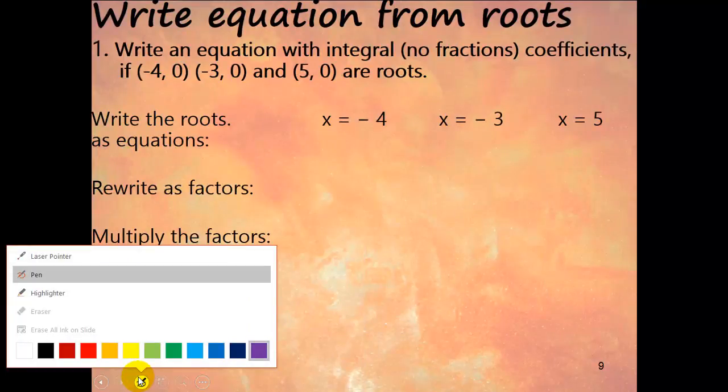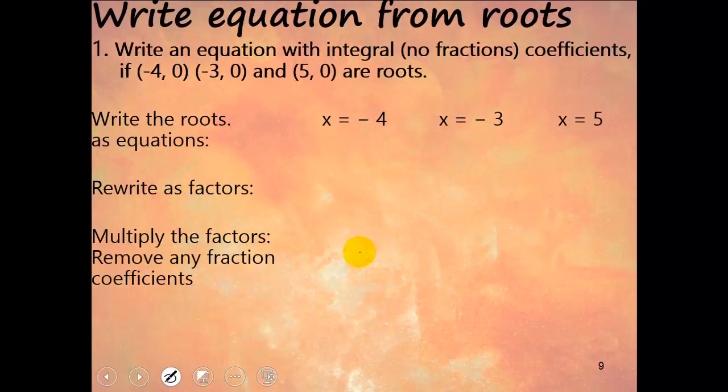All right, and then the last thing that we're going to do is write equations from the roots. So notice that the roots are negative 4, 0, 3, 0, and 5, 0. So write the roots as equations: x equals negative 4, x equals negative 3, x equals 5.